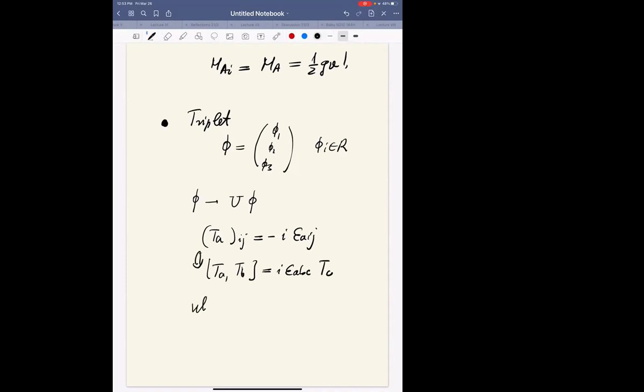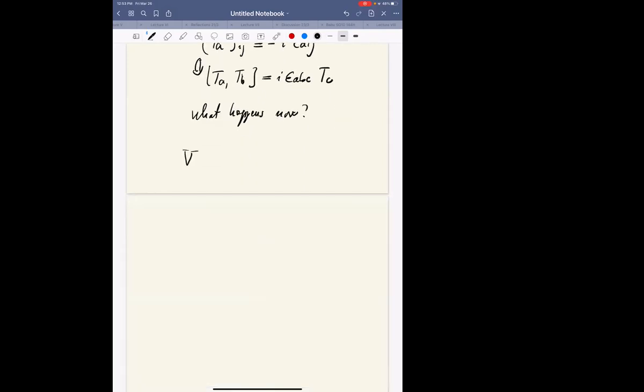So there is an interesting question. What happens now? I would write the potential, not very imaginatively. I will write it, phi dagger phi, but it's real. So it actually is lambda over 4, phi transpose phi minus v squared, everything squared.